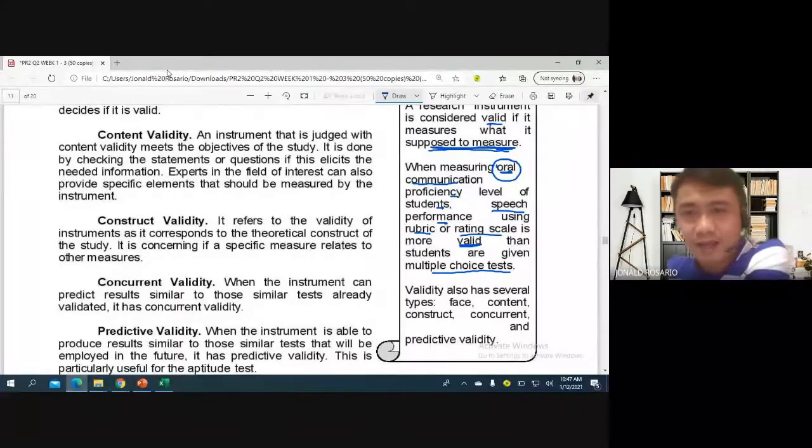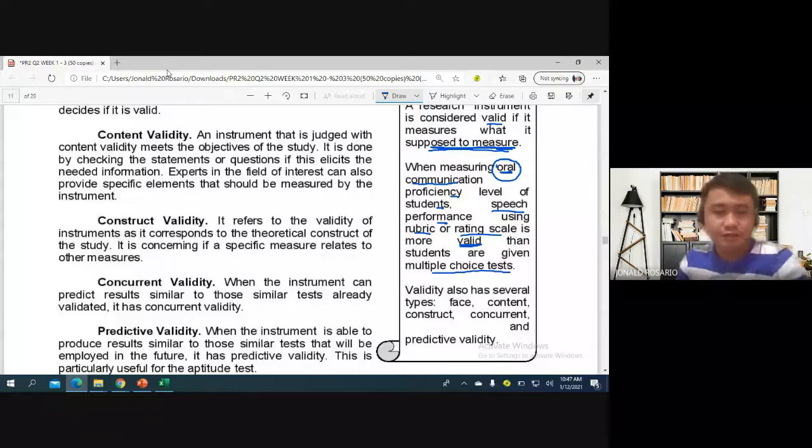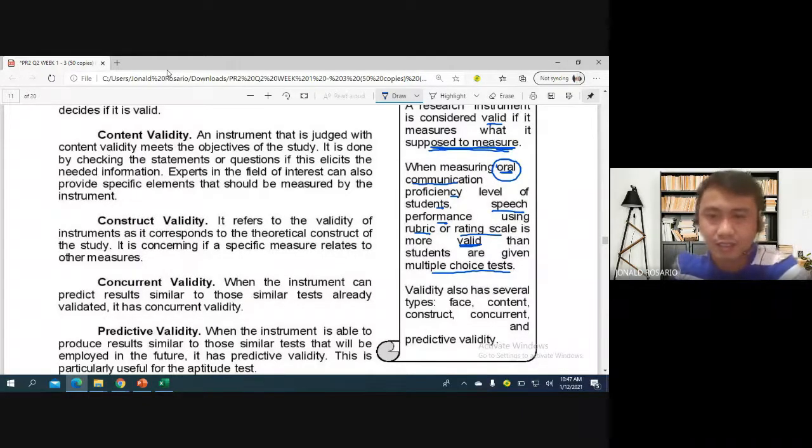Pagka ang ginamit natin as our instrument ay itong multiple choice test, mali na agad, hindi na agad valid yung ating research instrument. So, pagka magde-defense kayo, especially pagka sa college, hindi na valid yung instrument ninyo, mag-uulit kayo.